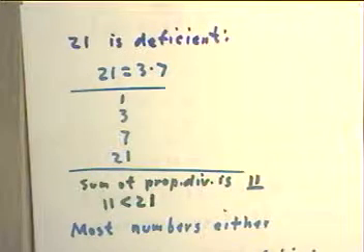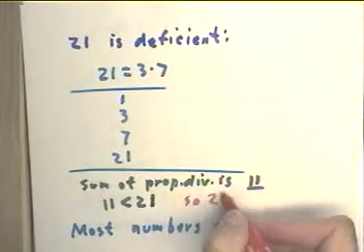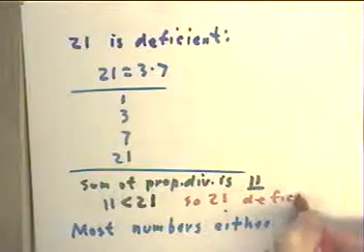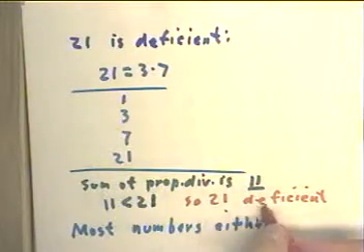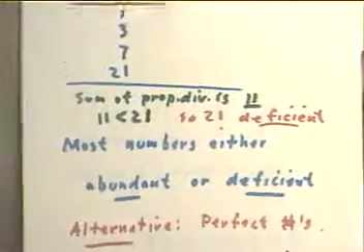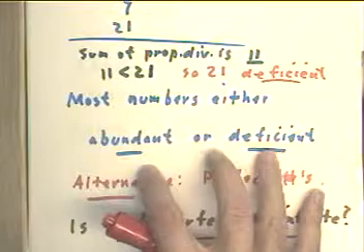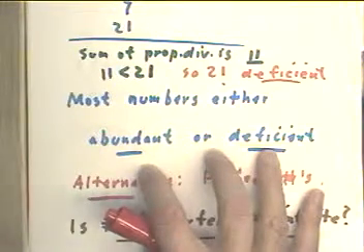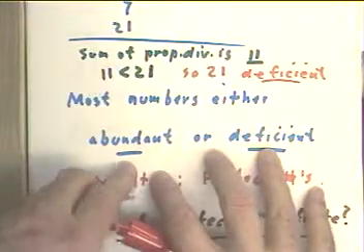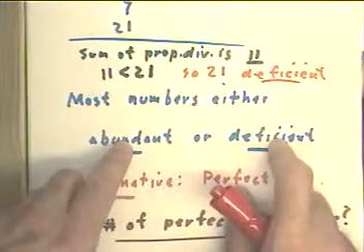Okay, 11 is less than 21. So we say 21 is deficient. Its divisors add up to less than the number itself. Most numbers are either abundant or deficient. Now what's the alternative to being either abundant or deficient? Well, abundant means the proper divisors add up to more than the number. Deficient means they add up to less than the number.